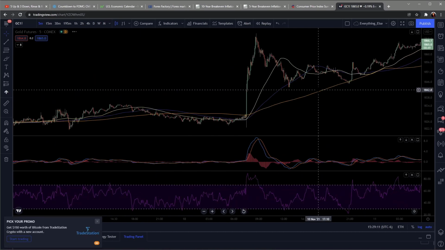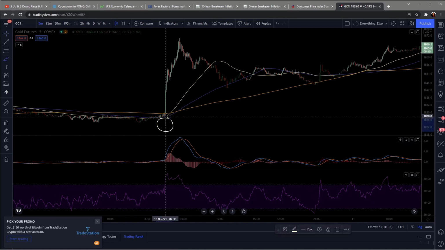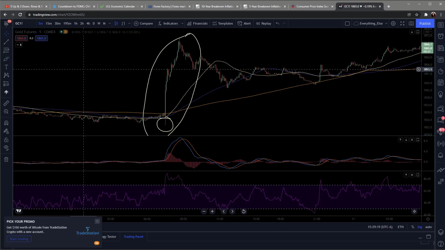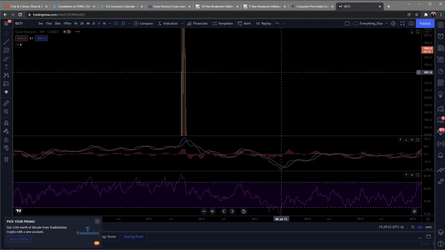Here we are. Back to the 10th. So here is when the report posted. You can see a very sizable rally in gold. Gold is often utilized and acts as an inflation hedge.